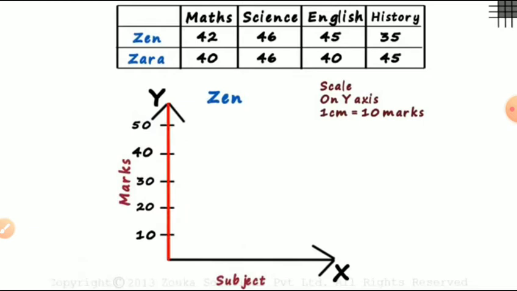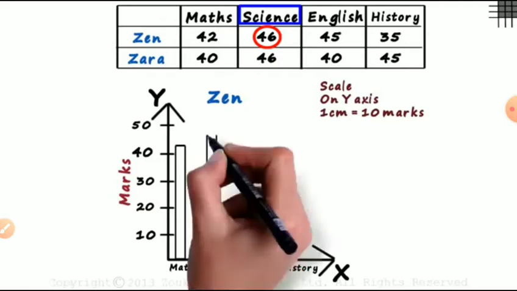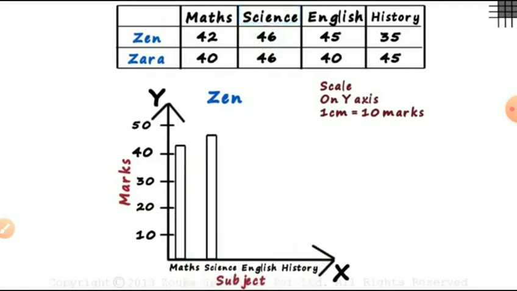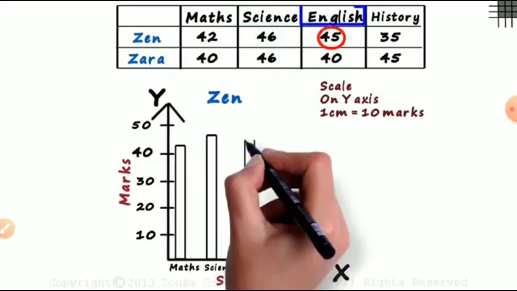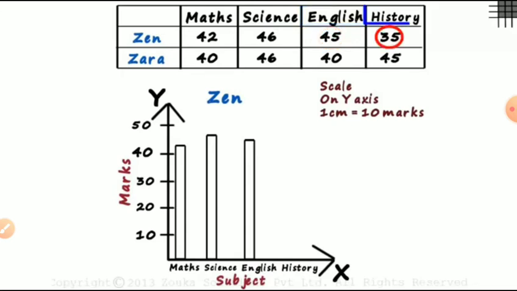Always make sure that the y-axis range covers all the data. We write maths, science, English, and history on the x-axis. Zen has scored 42 marks in maths, so we draw the bar accordingly. He has scored 46 in science. The bar will be slightly bigger than the one for maths. 45 in English and 35 in history. So we have Zen's bar graph ready.